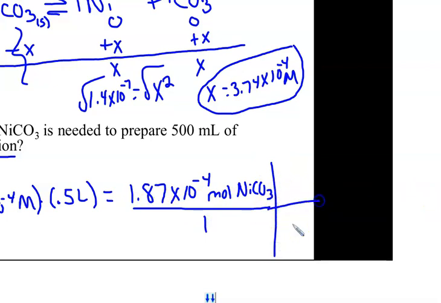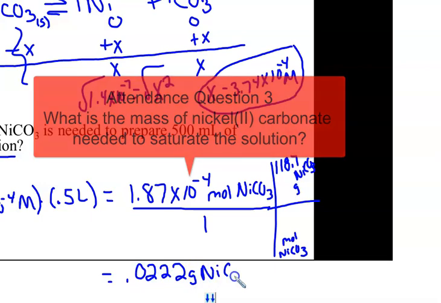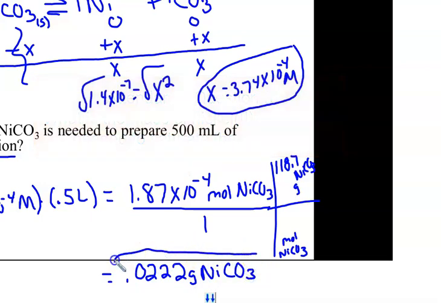Let's write small. Alright, so then we've got moles of nickel carbonate going to grams of nickel carbonate. And with grams, you always do molar mass, 118.7 off the periodic table. And we get 0.0222 grams.